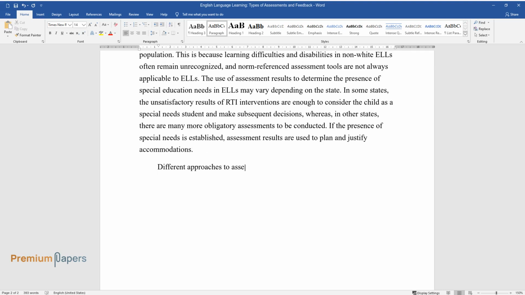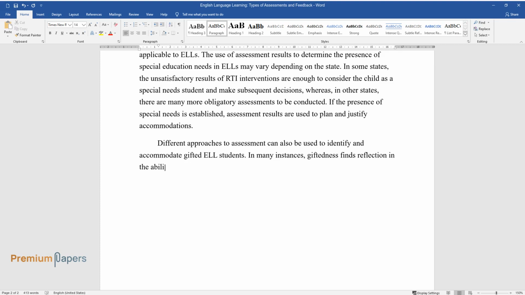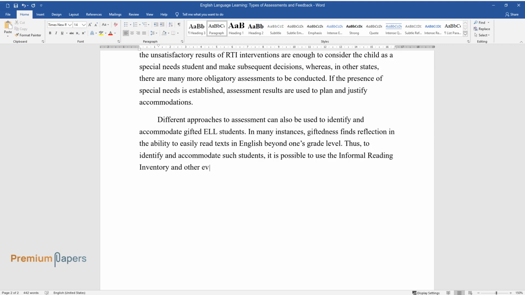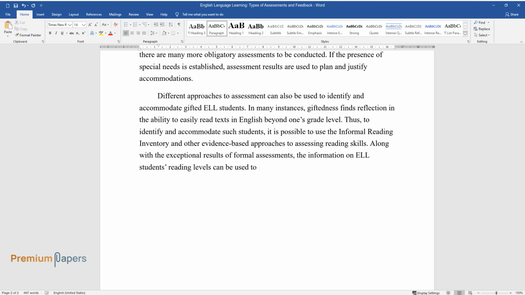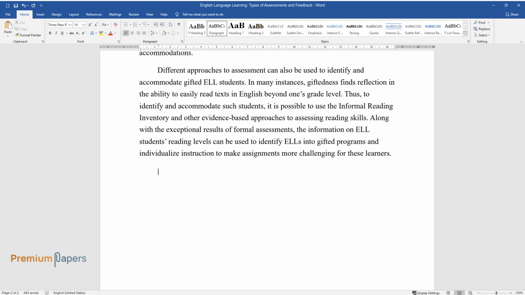Different approaches to assessment can also be used to identify and accommodate gifted ELL students. In many instances, giftedness finds reflection in the ability to easily read texts in English beyond one's grade level. Thus, to identify and accommodate such students, it is possible to use the informal reading inventory and other evidence-based approaches to assessing reading skills. Along with the exceptional results of formal assessments, the information on ELL students' reading levels can be used to identify ELLs into gifted programs and individualize instruction to make assignments more challenging for these learners.